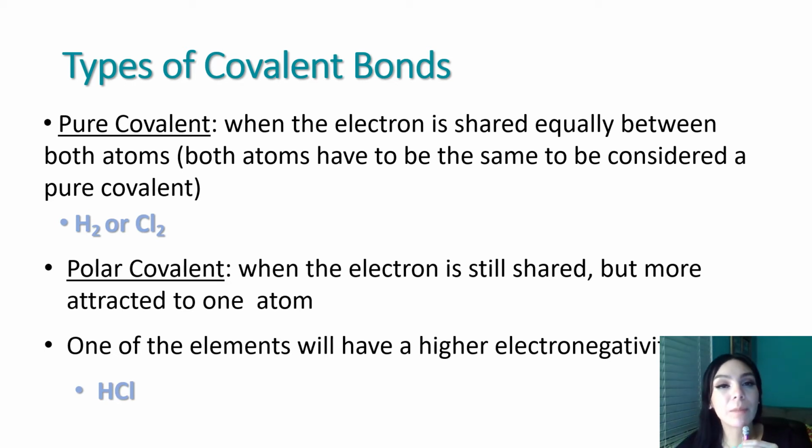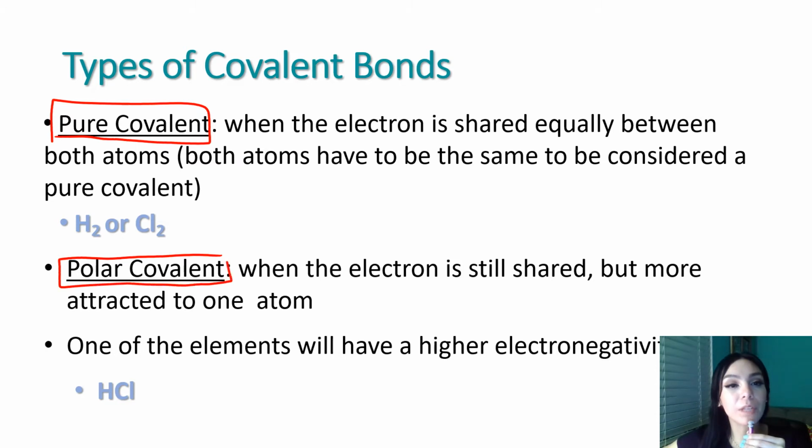and we describe them in terms of how their electrons are being shared. So they can either be shared equally to form a pure covalent bond, or they can be shared, but one of the atoms is gonna hog, that's how I like to think of it, it's gonna hog the electrons more than the other atom. In this case, you will end up having a polar covalent bond.